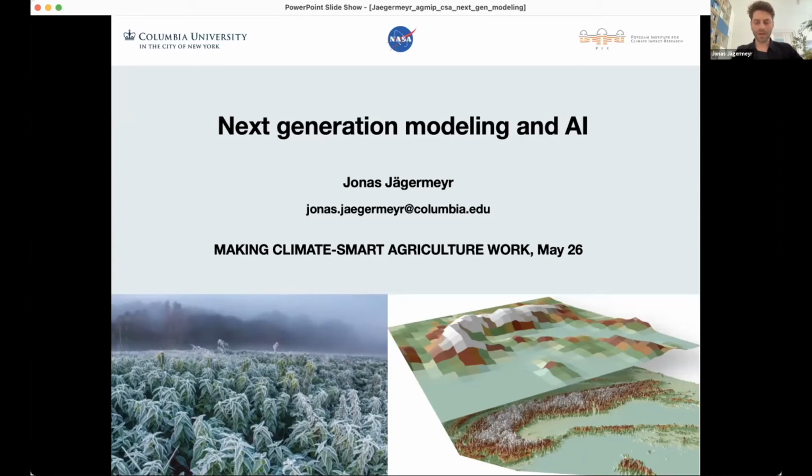So I'm Jonas Jagermeyr. I'm with Columbia University and NASA GISS in New York City, and I co-lead the global gridded crop modeling within AgMIP, GGCMI, and also the agricultural sector in ISIMIP, the cross-sectoral model intercomparison that tries to harmonize not just the agricultural work itself, but then across impact sectors such as energy, water, human health, and so forth.